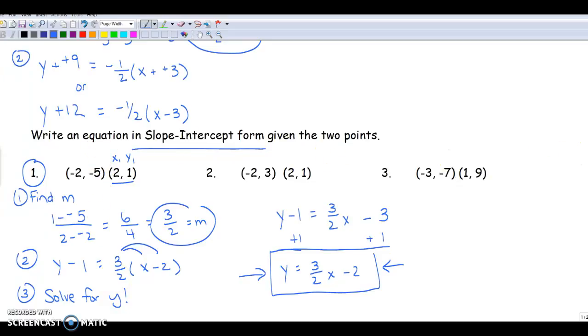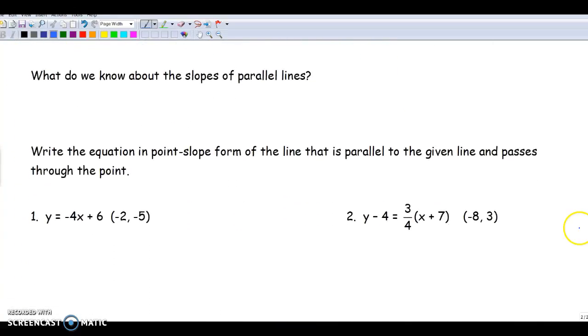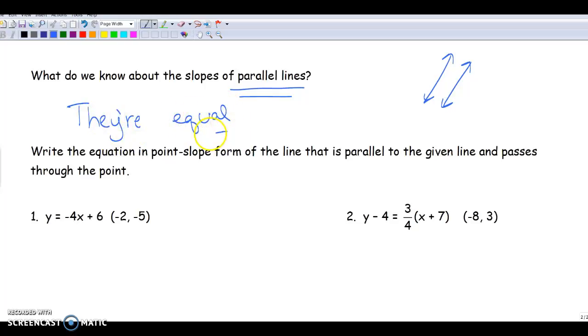Let's go to the back, because the back is kind of new, sort of. All right. What do we know about the slopes of parallel lines? We talked about this earlier in the unit. Parallel lines are lines that never intersect. Parallel lines are going to have the same exact steepness or slope. So slopes of parallel lines, they're equal. They're the same. Okay? Parallel lines will have the same slope.